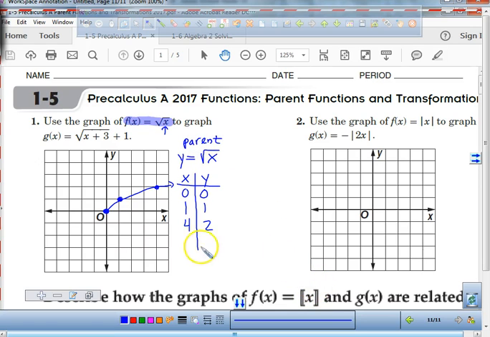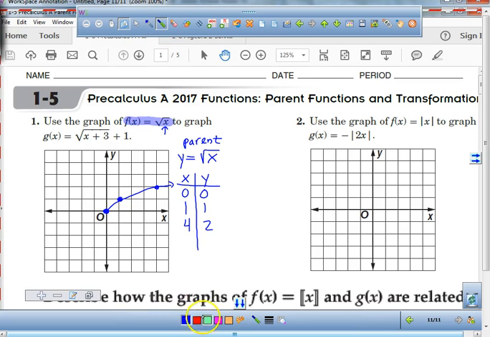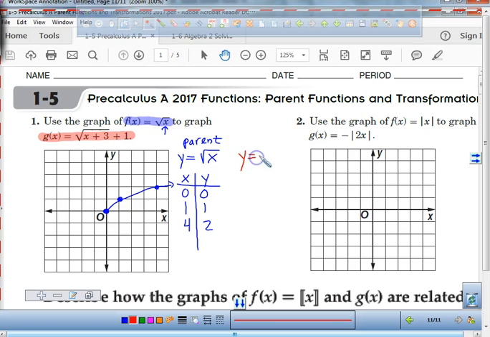All right. Now, I'm going to highlight the other one. You can choose a different color. I'm just going to choose red. Hopefully you're not colorblind, otherwise this is not going to be helpful at all. So I'm going to say y equals the square root of the sum of a number and 3, and then we add 1 at the end. There's actually 2 things going on with this, so 2 different types of transformations.